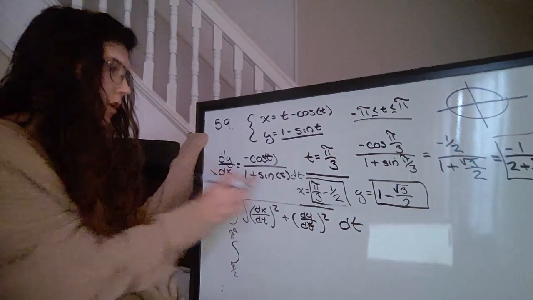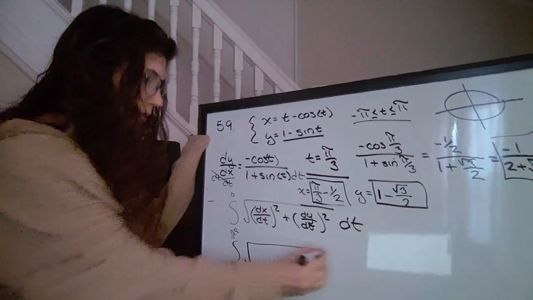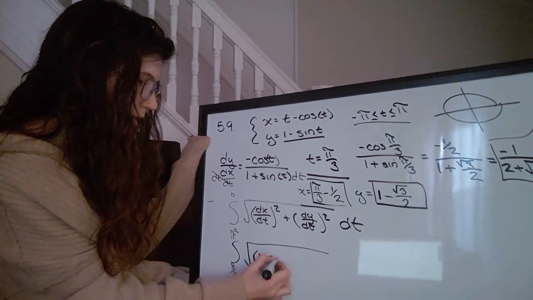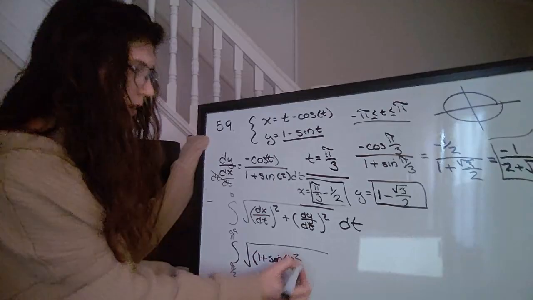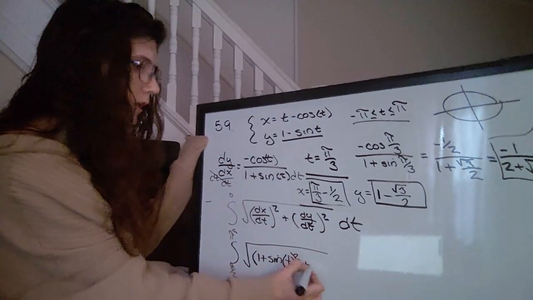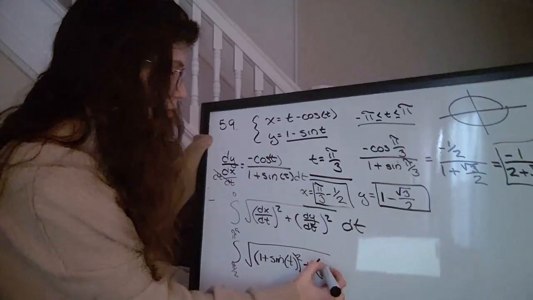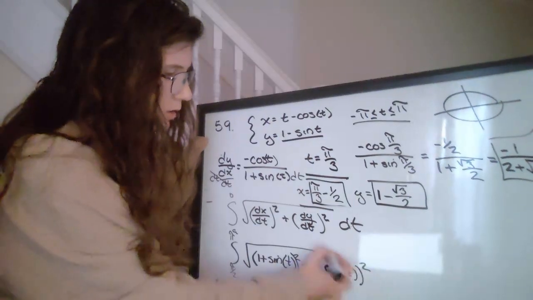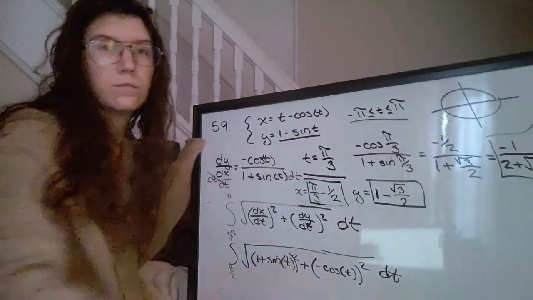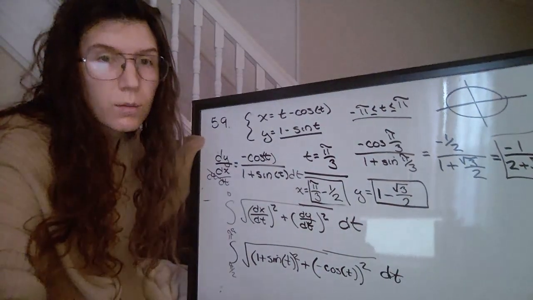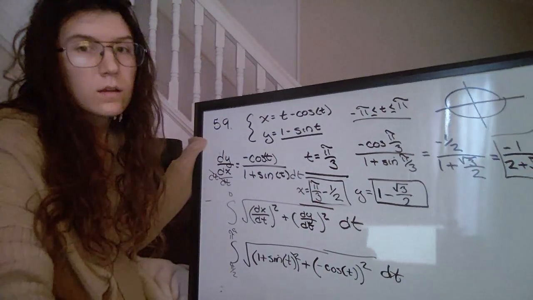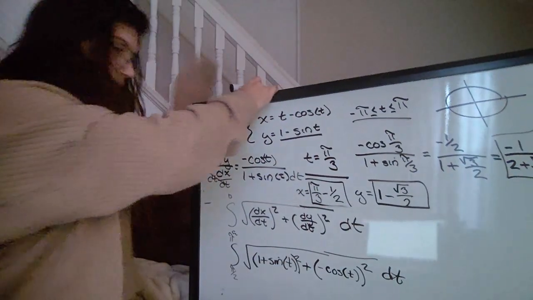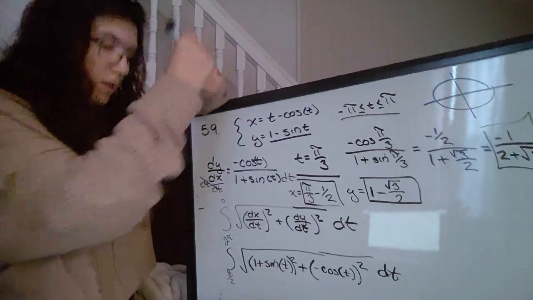And then we already have all of the information that we need. It's going to be 1 plus sine t, doesn't matter what order because we're adding these together, squared, plus negative cosine t squared dt. I think that's it, if I'm not mistaken. Yeah, she doesn't even square those. So yes, that is simply plugging it into the formula.